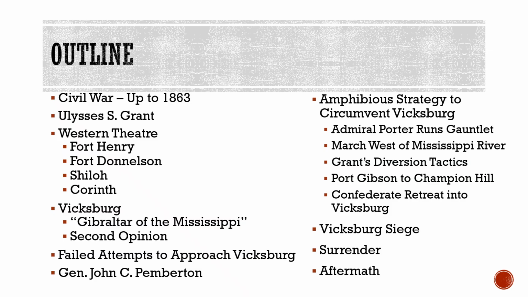We'll take a look at General John C. Pemberton, who was the general for the Confederate forces. We will also look at the amphibious strategy to get to Vicksburg and all the different methods that went into making that happen. After the attack on Vicksburg, we'll look at the Vicksburg siege. We will then talk about the surrender of Vicksburg and the aftermath.